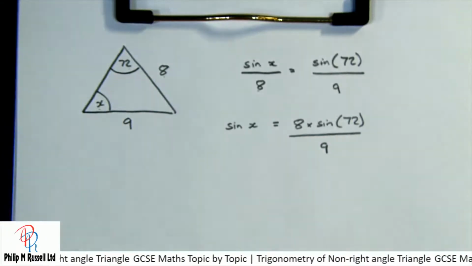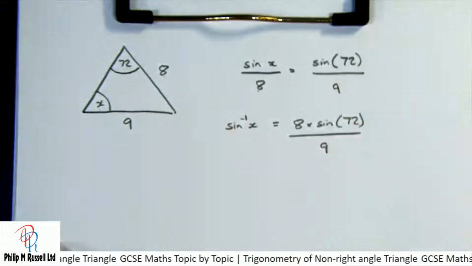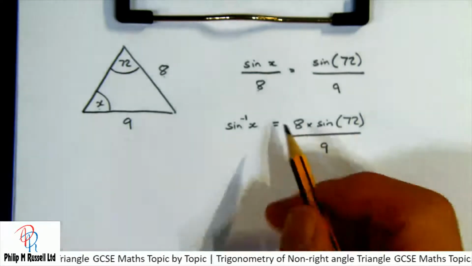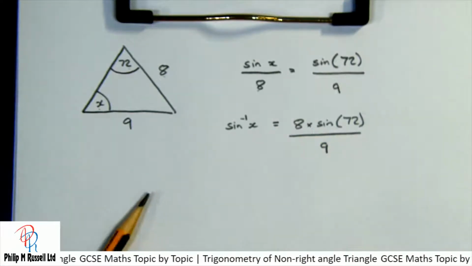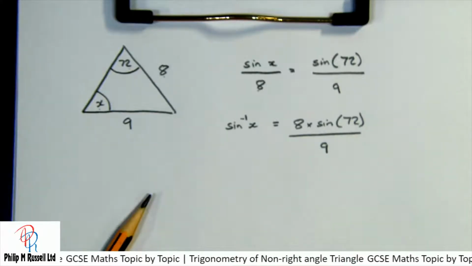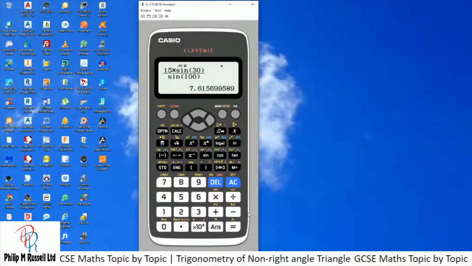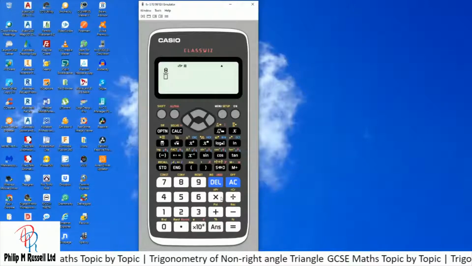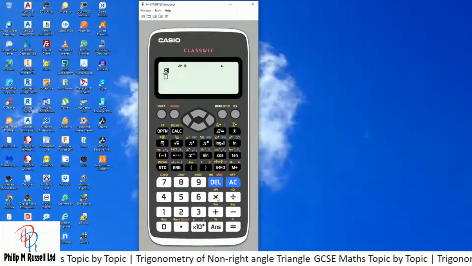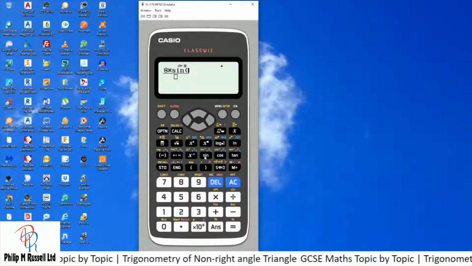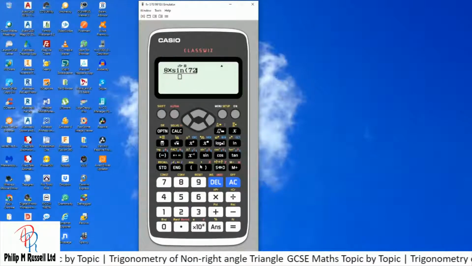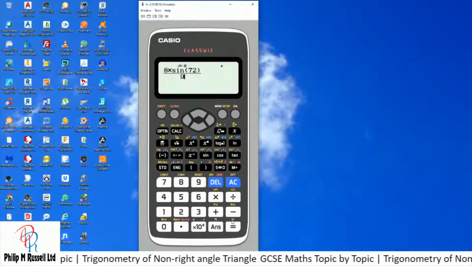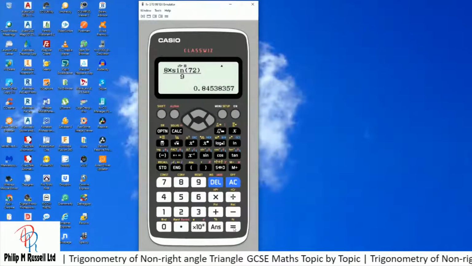Because I'm working out an angle, I'm going to use sine minus 1. So it's going to be sine minus 1 of all of that. Let's go over to the calculator and do that. So I've got in my formula 8 times the sine of 72. I could do this all in one go, I'm deliberately not. Over 9. And that's going to give me an answer.